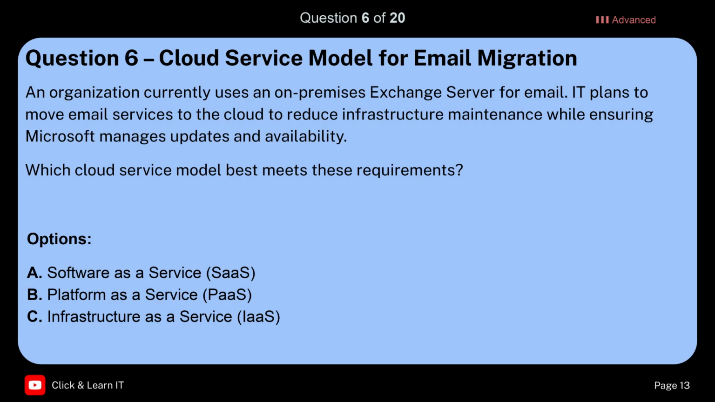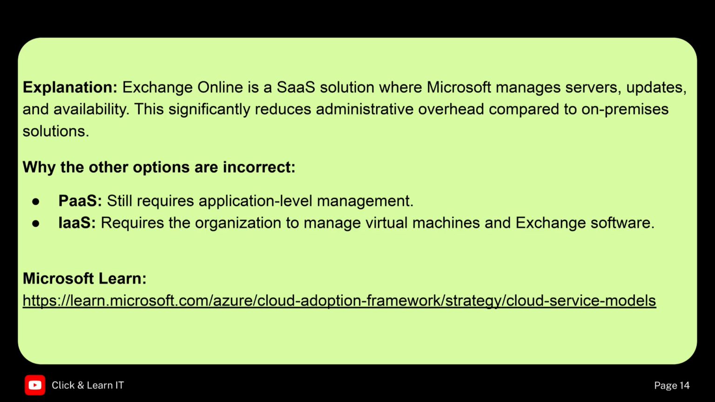Question 6. An organization plans to move its on-premises email to the cloud to reduce maintenance, with Microsoft managing updates and availability. Which cloud service model best meets these requirements? The correct answer is E. Software as a Service or SaaS. Exchange Online is a SaaS solution where Microsoft manages all infrastructure, updates, and availability.